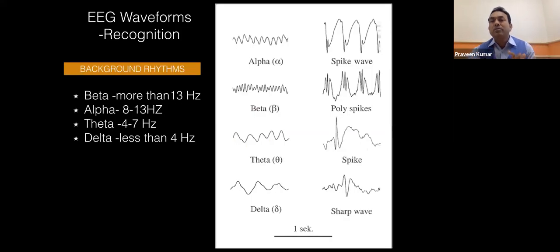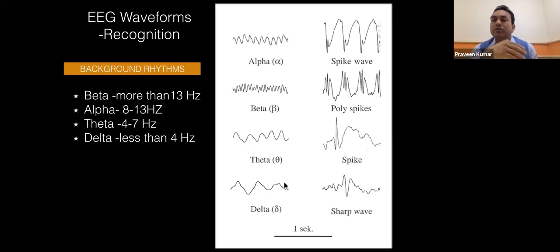Because based on the frequency, you divide the EEG waves: either they are in the alpha range, 8 to 13 hertz, as we just saw, or they are in the beta range, which we saw in the frontal eye fields, more than 13 hertz, or they are slower waves like theta waves, which are 4 to 7 hertz, and delta, which is less than 4 hertz. So less than 4 waves per second will be the delta waves. These are the 4 basics of waveforms in terms of frequency.